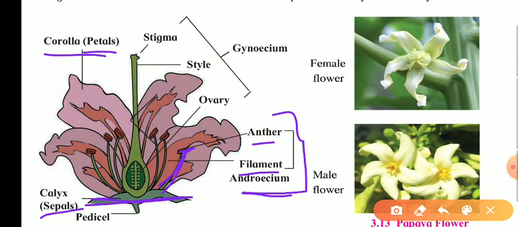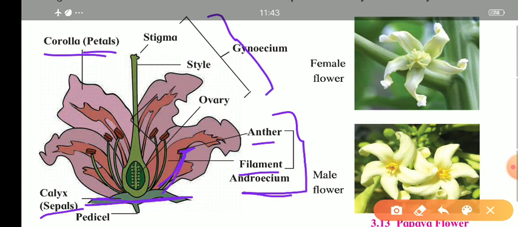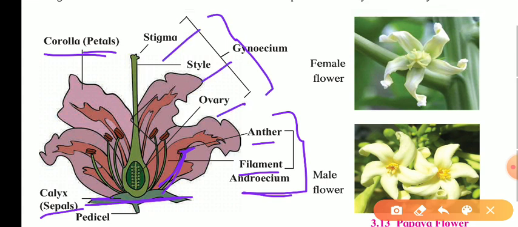The gynoecium has three parts: stigma, style, and ovary. The base of it, the bulging rugby ball like structure, is the ovary. Then the long stalk like structure is the style, and at the top is the stigma. Stigma is a sticky material which helps the pollen grain to stick on it for the further process, which we will discuss in the later part.